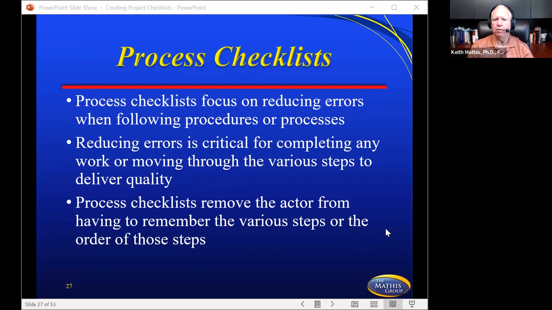Many of us have all seen problem checklists. I'm sorry, I said problem, I meant process checklists. Because it follows steps of action. So process checklists focus on reducing errors when following procedures or processes. We have to do these 5 steps. Reducing errors is critical for completing any work or moving through the various steps to deliver quality. Process checklists remove the actor from having to remember the various steps or the order of those steps. Now, in some cases, you might have a process that is a very loose process of what people need to do and what order they need to do them. My question would be, do you even need a checklist in that situation?